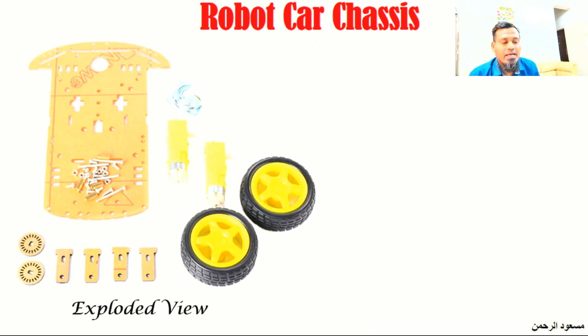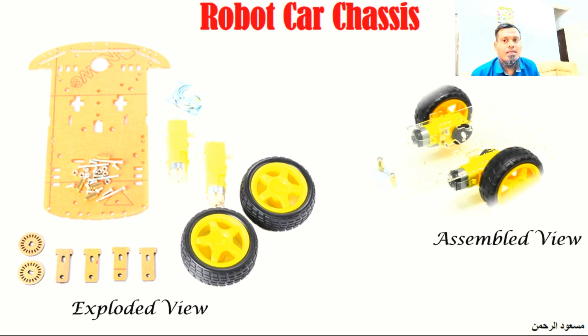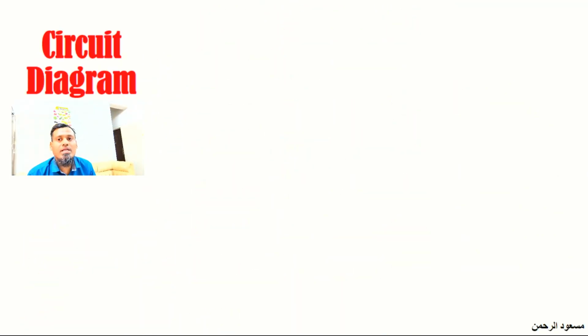First of all, if you get the motor chassis and open the packet, you can see all these parts as discrete. You have to assemble them like this, as shown to you in the assembled view. After assembling the robotic car, we will go into the circuit diagram.